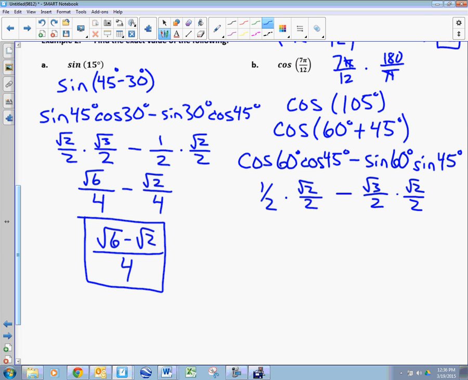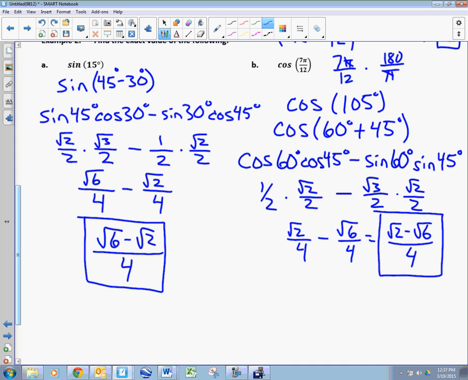You multiply these. I get root of 2 over 4 minus the root of 6 over 4. Do those have common denominators? Yeah. Root of 2 minus the root of 6 all over 4. Does that look similar to your last answer? You're going to get a lot of root of 2s, a lot of root of 6s, a lot of 4s. That's the way a lot of these problems are going to go.